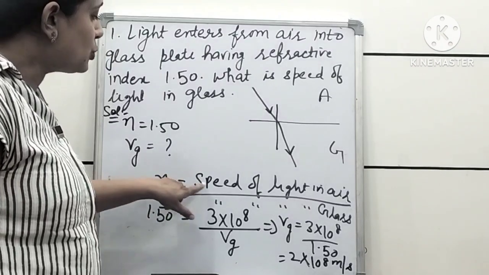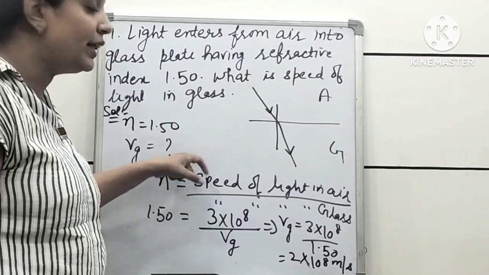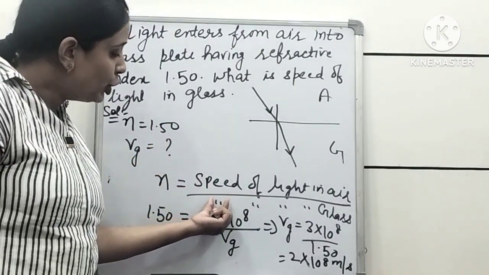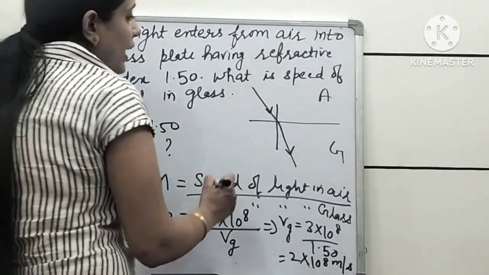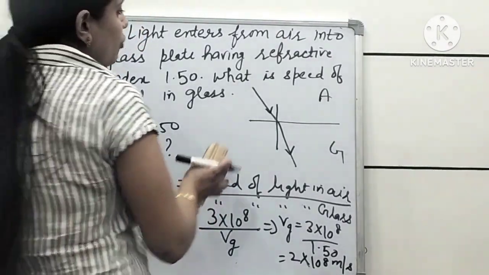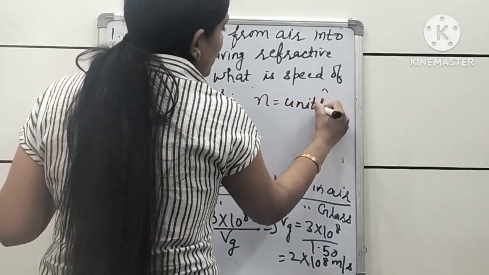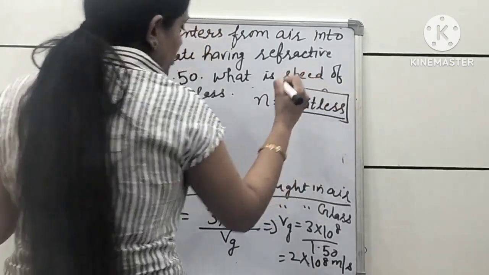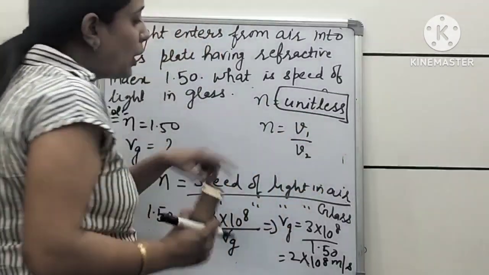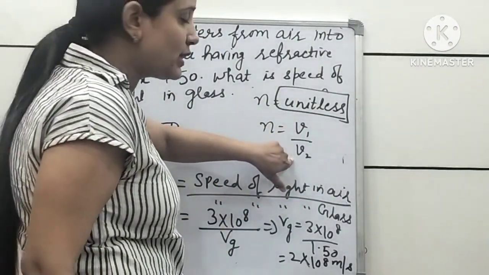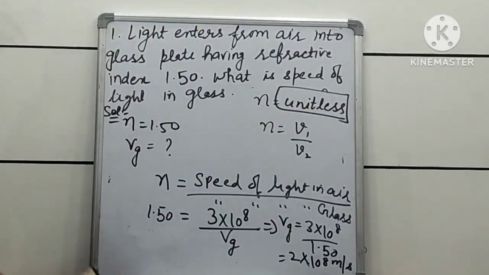So refractive index is speed of light in air divided by speed of light in glass. The unit of speed of light is meter per second. In the denominator it is also speed of light, so the unit there is also meter per second. So these will cancel, so refractive index has no unit and we can say that it is unitless. So refractive index is a quantity which is unitless, having no unit, because in refractive index there is speed on top and speed below. The unit of speed is meter per second, here also the unit of speed is meter per second. So overall refractive index has no unit, it is a unitless quantity.